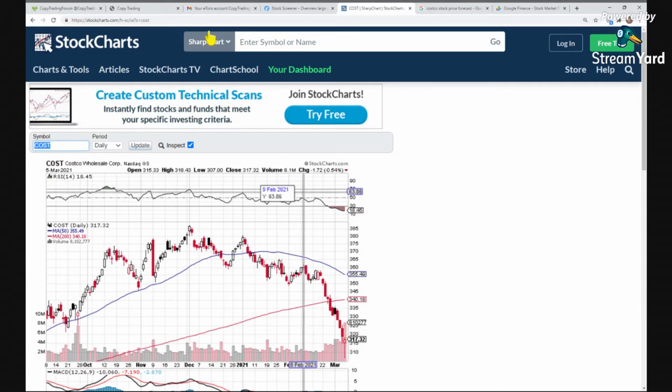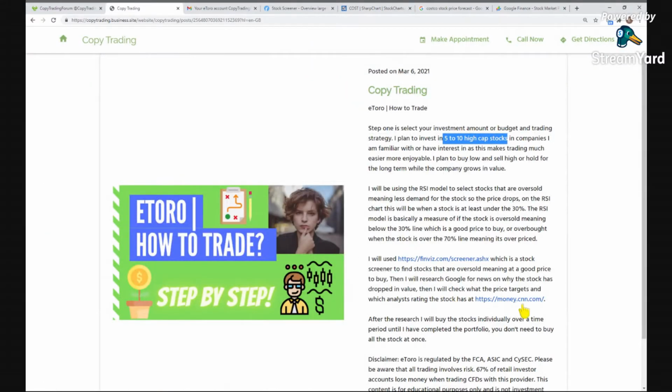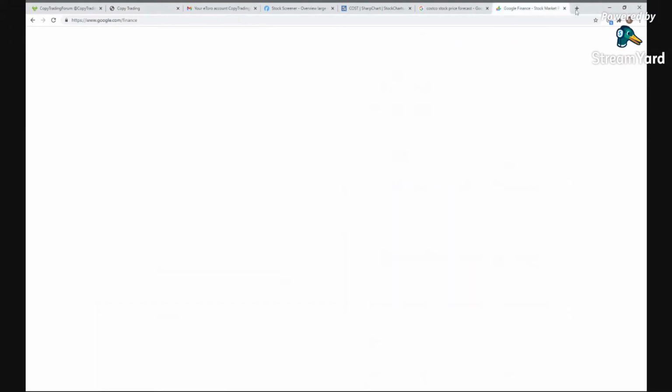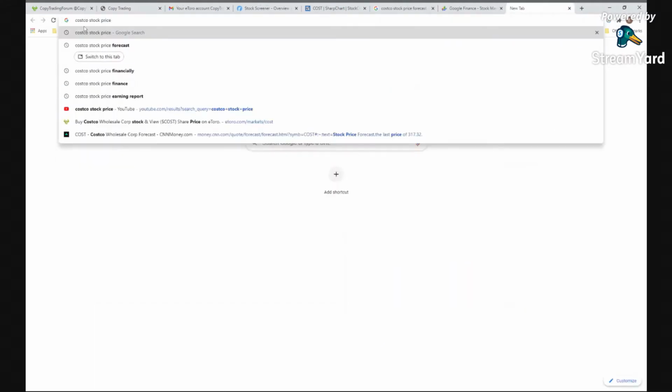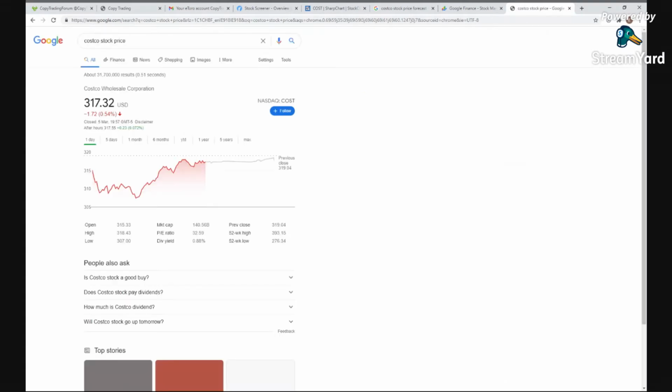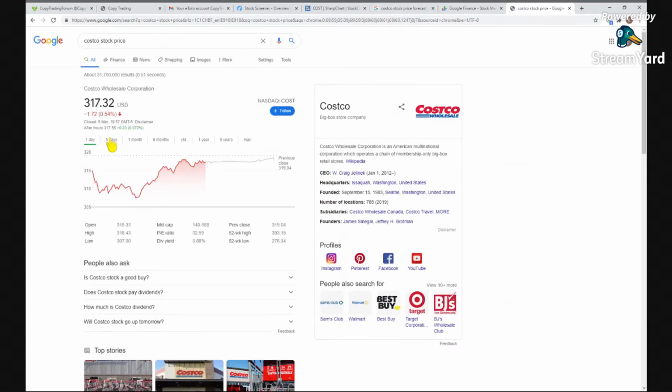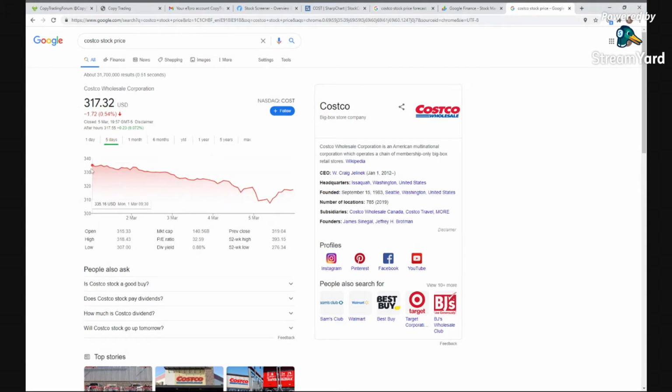So next I go and research the stock. How do I do that? As I was saying, I use money.cnn.com to see what the analysts are saying and what the analyst price target is. So all I do is go to Google, Costco stock price, I click into that, and there's a really useful chart. I'll just show you quickly on Google. It's really easy to view the charts there. You can see over the last 5 days it dropped to 307, but it's starting to rise back up. And after hours, it's up 23 cents. So it could be a sign that it's going up. I'm going to buy Costco today, but the market's closed today. It's Saturday, but I'm only going to invest.